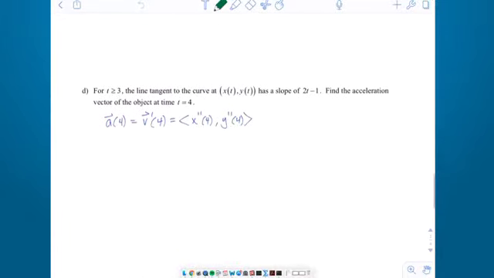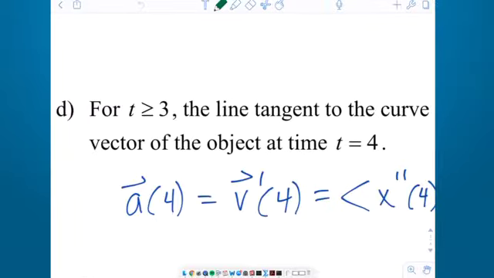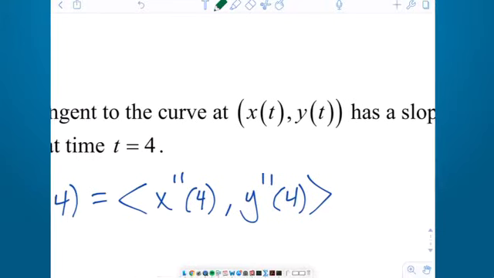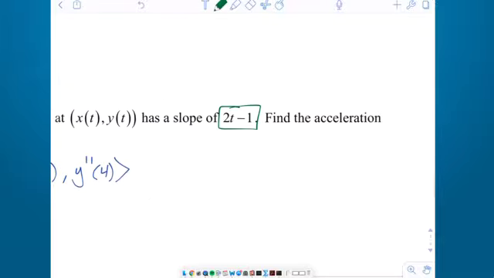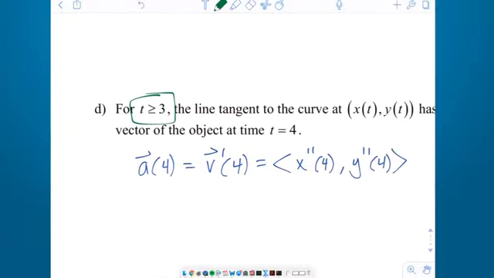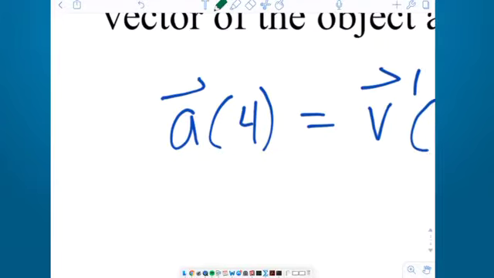So we were on the very last part, part D. It said for all values of t greater than or equal to 3, the line that's tangent to the curve, so the tangent line, has a slope of 2t minus 1. Find the acceleration vector at time t equals 4. So we began with the end in mind, which is, when in doubt, start with the end and work backwards and figure out what you need to make it happen. So we needed to figure out the acceleration vector at 4.